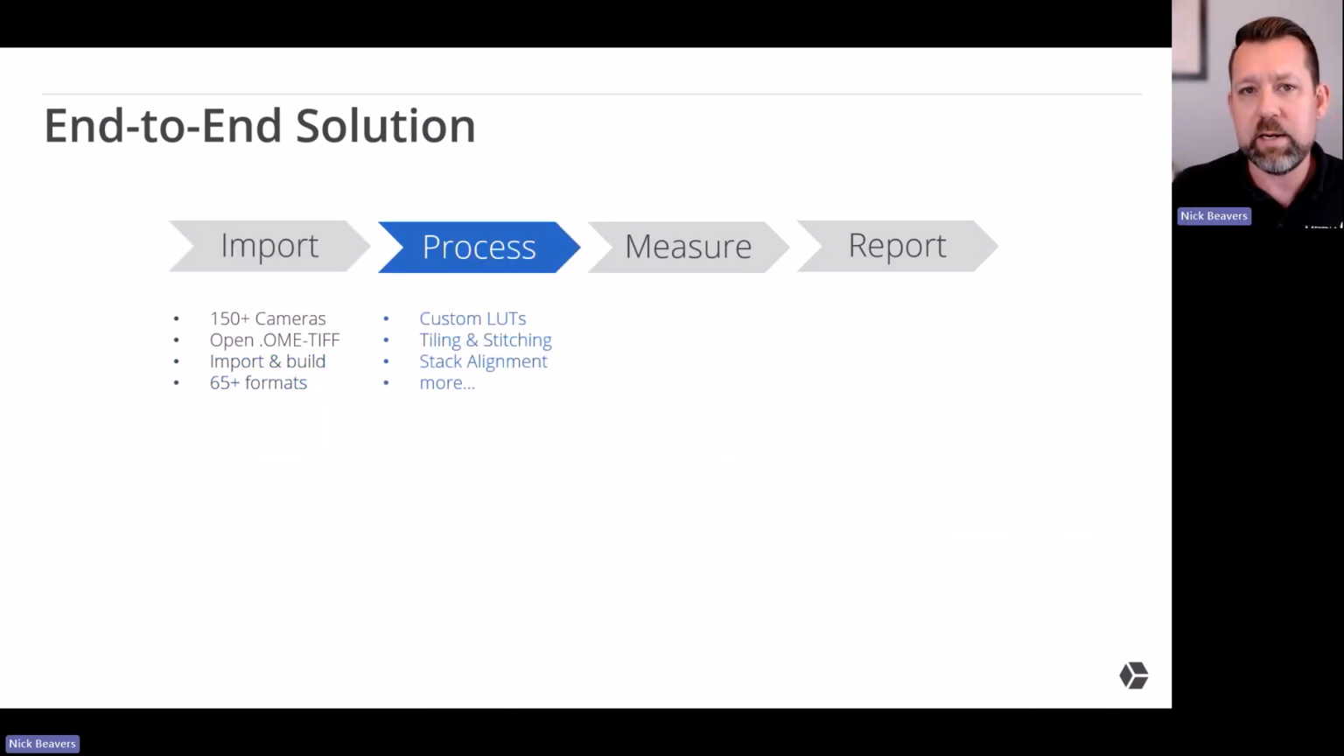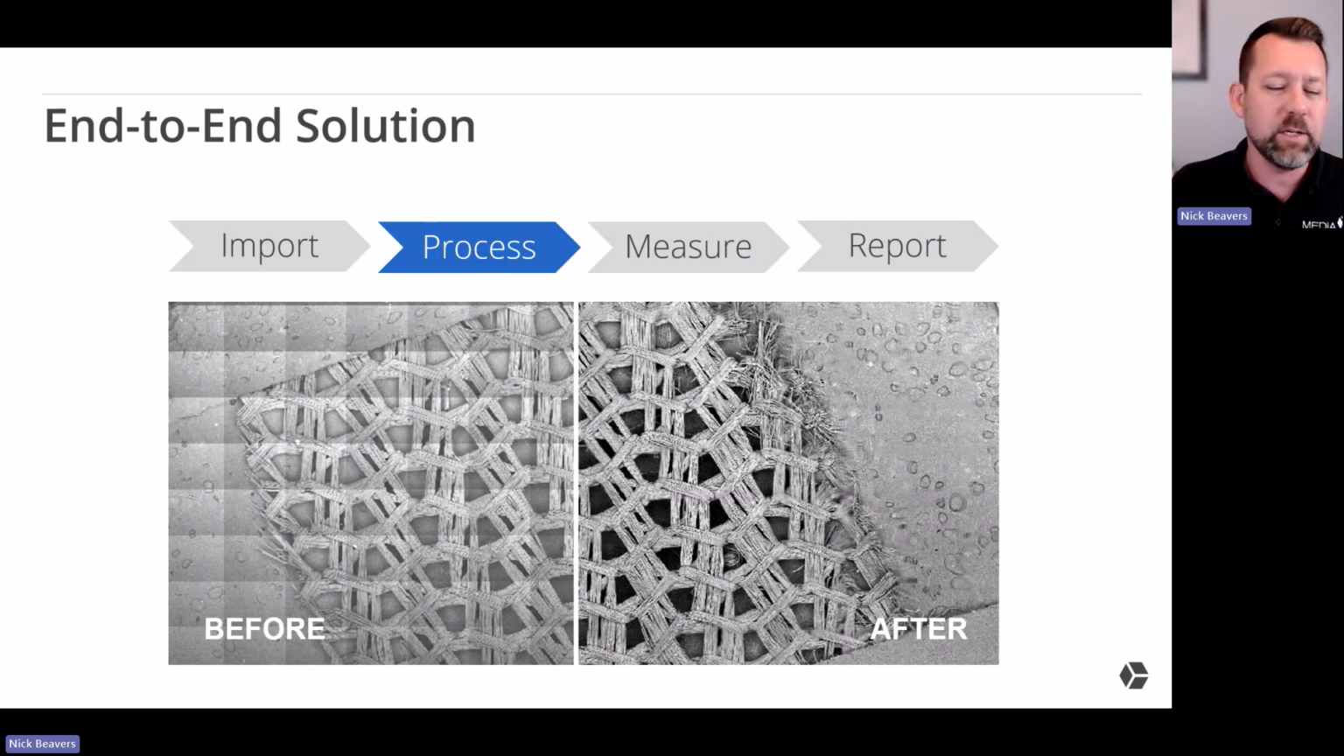Now, once the images are in ImagePro, providing custom lookup tables, tiling, stitching, stack alignment, processing, HDR, improvements to the images, all that is possible. And just as a quick example, if you did have a case where you're capturing a much larger field of view and you need to do some processing such as adjusting shading issues on the image on the left-hand side, one of the things we're doing in this image, just as an example, we're actually doing 3 different things.